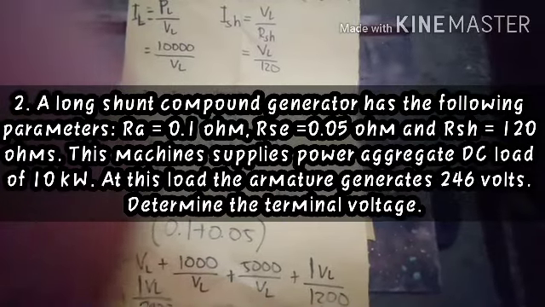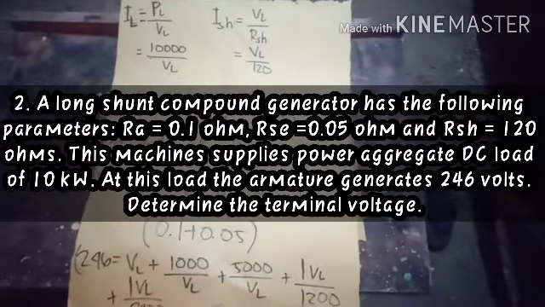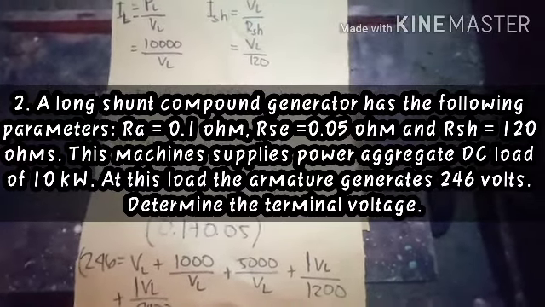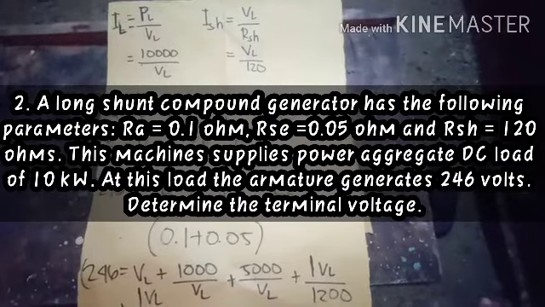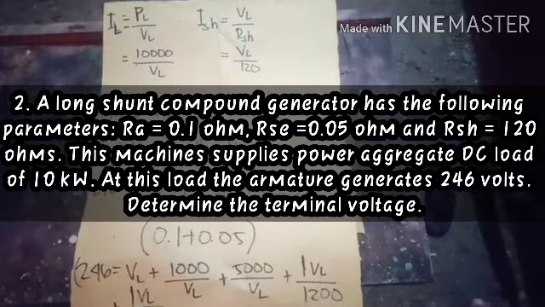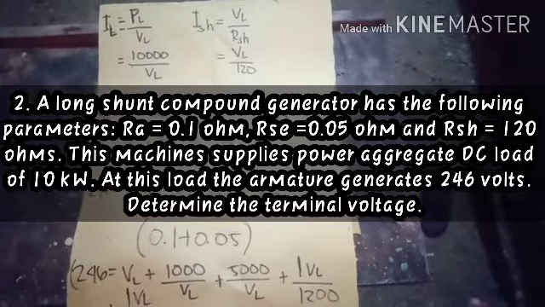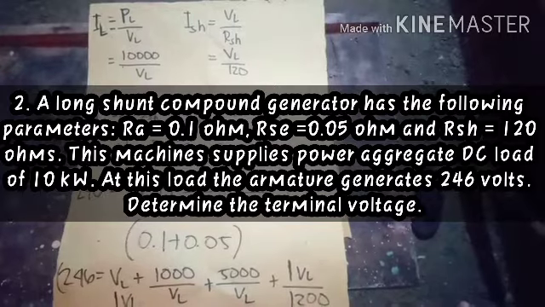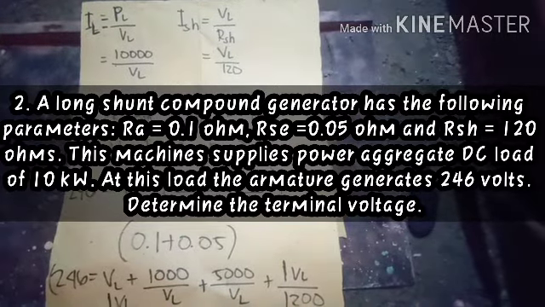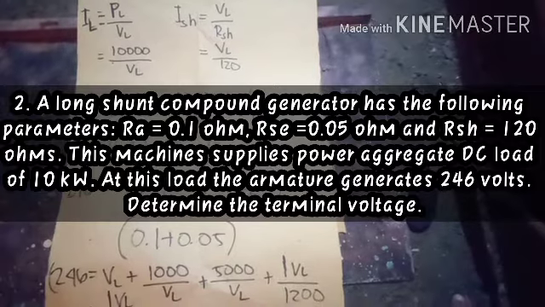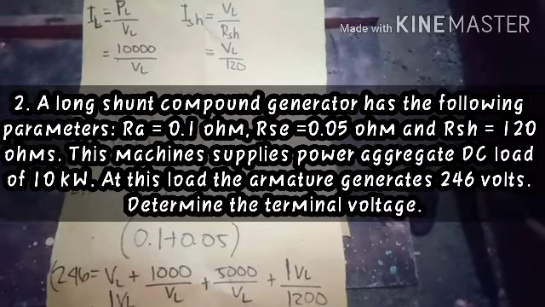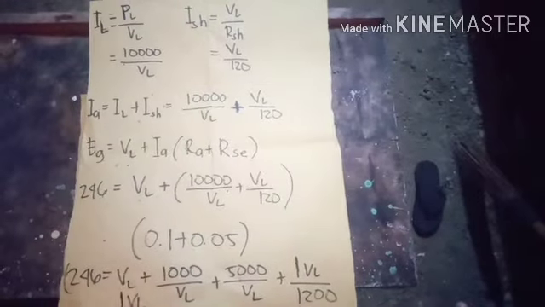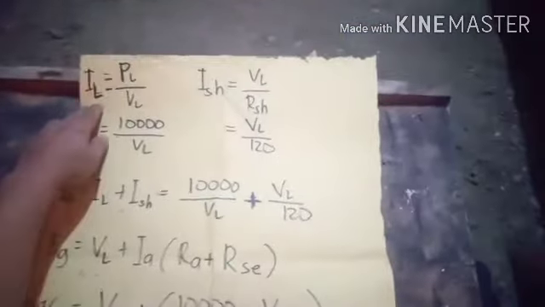Part 2, number 2. A long shunt compound generator has the following parameters: RA is equal to 0.1 ohm, RSE is equal to 0.05 ohm, and RSH is equal to 120 ohm. This machine supplies a DC load of 10 kilowatts. At this load, the armature generates 246 volts. Determine the terminal voltage.